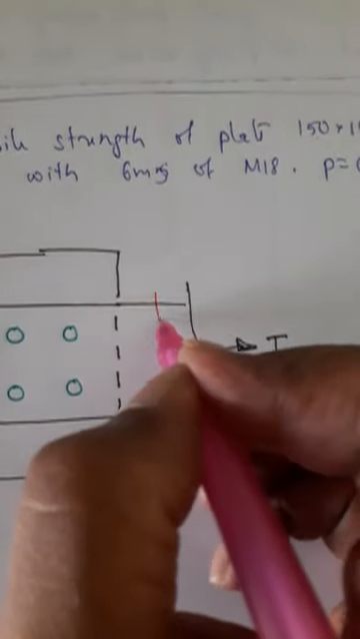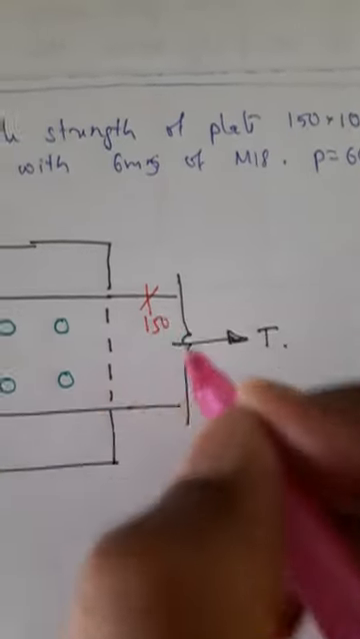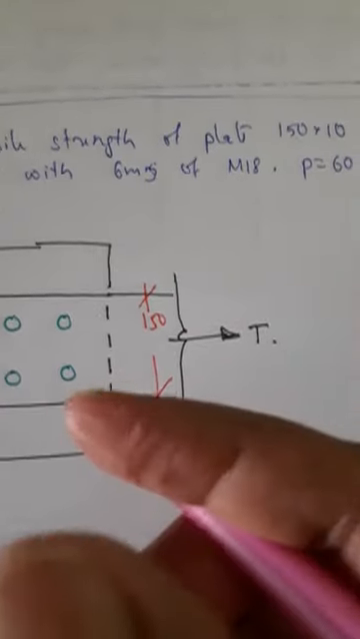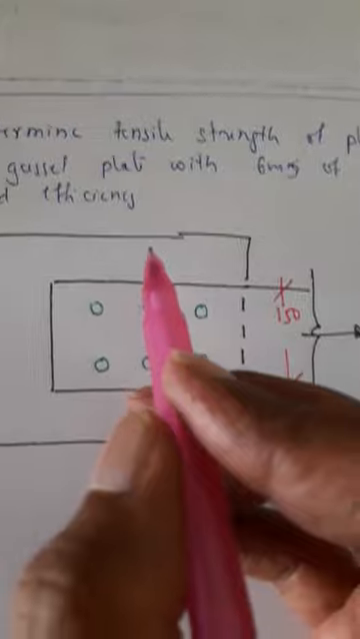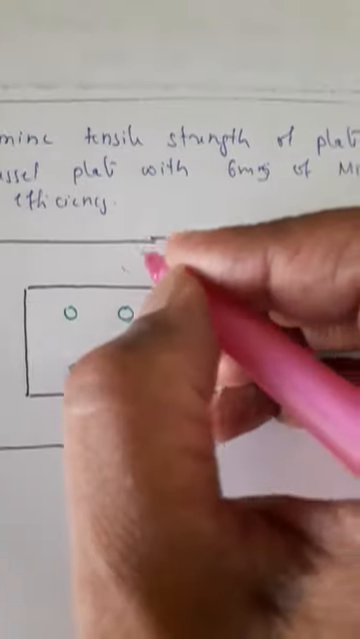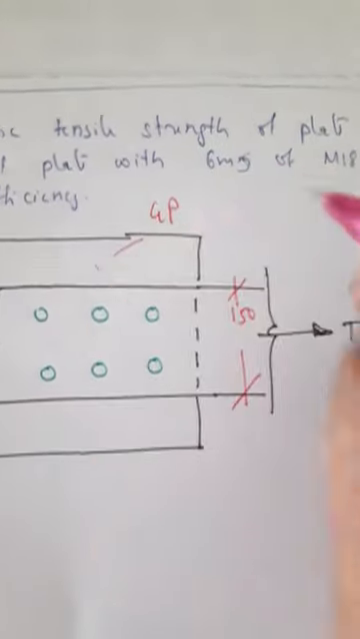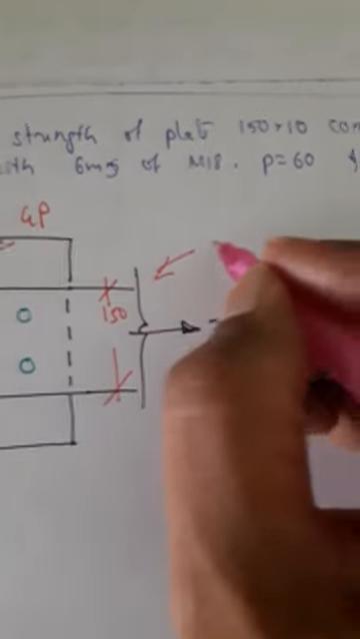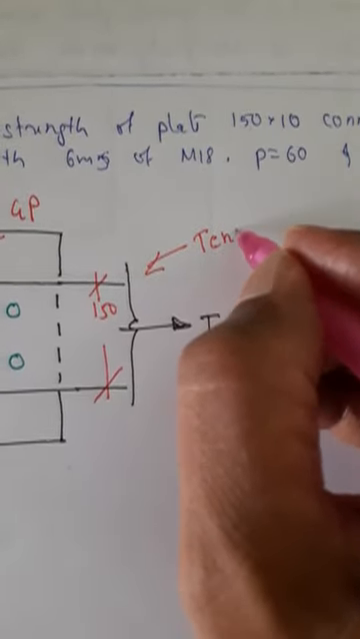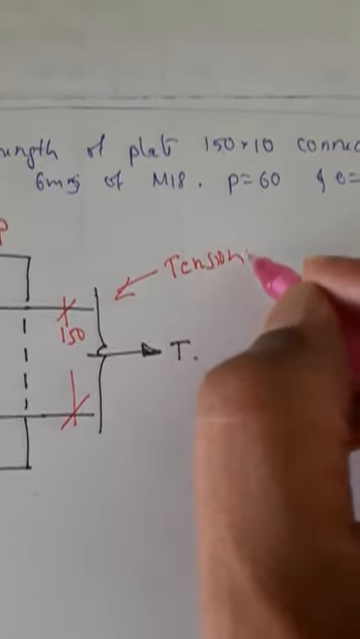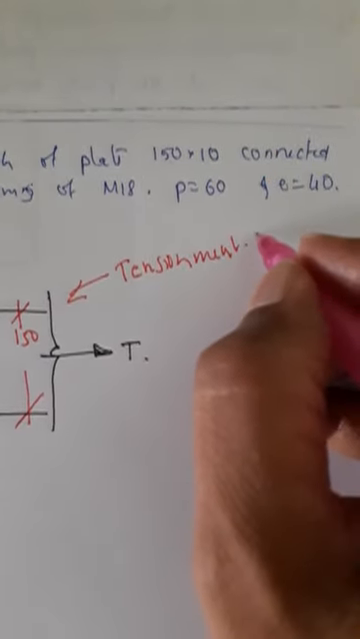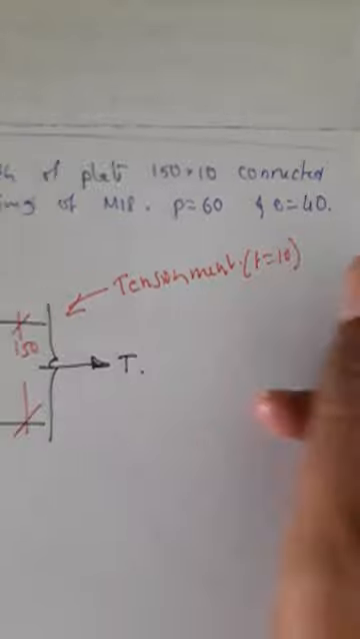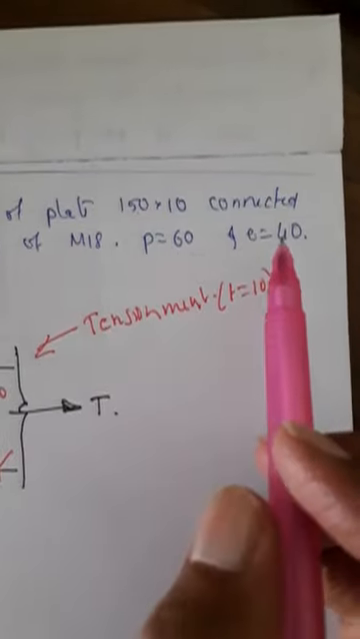Width B is 150 and the thickness T of this plate. This is the tension member and this is the gusset plate. This tension member is 10 mm thick, T is equal to 10. Now your pitch and edge are given. Pitch is 60, edge is 40.